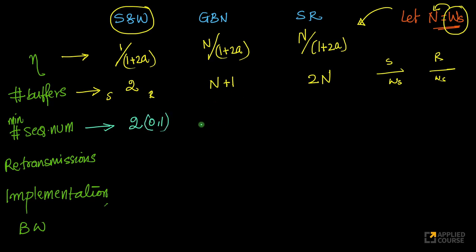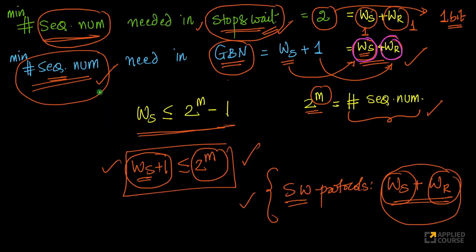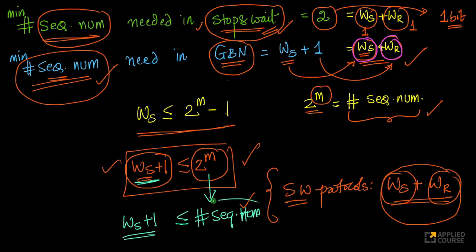What is the minimum number of sequence numbers here? Look at this. ws is the size of my sender window, right? So we have seen this: it is ws plus 1. We must have shown this here, right? ws plus 1 is less than or equal to 2 power m. So what does this mean? This is the number of sequence numbers. The number of sequence numbers is greater than or equal to ws plus 1, which means the minimum number of sequence numbers is equal to ws plus 1.